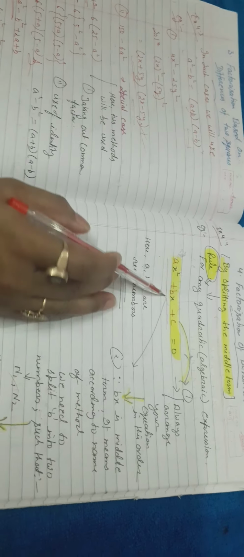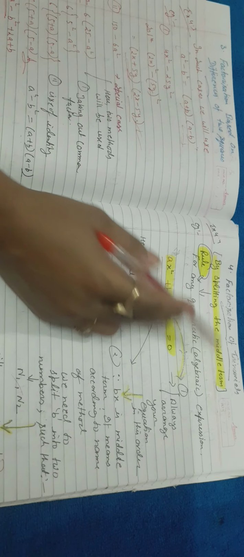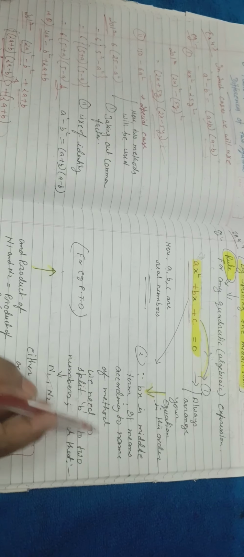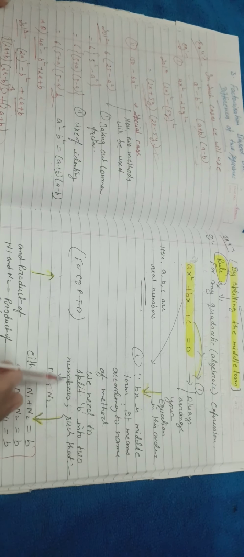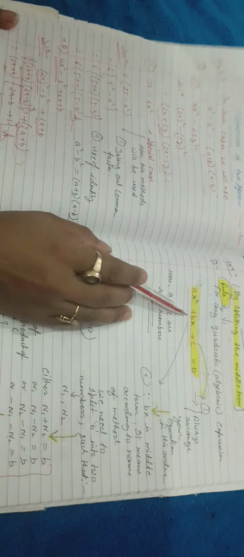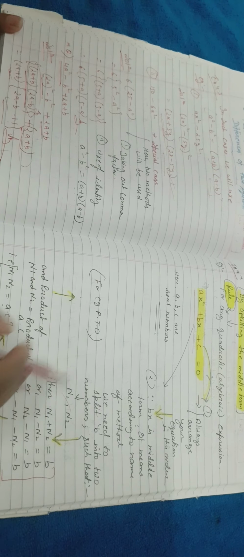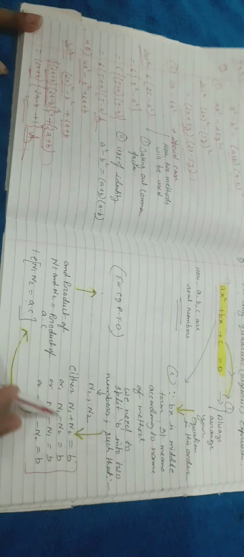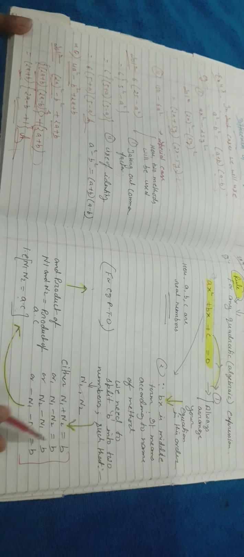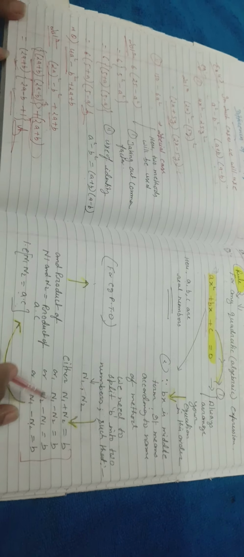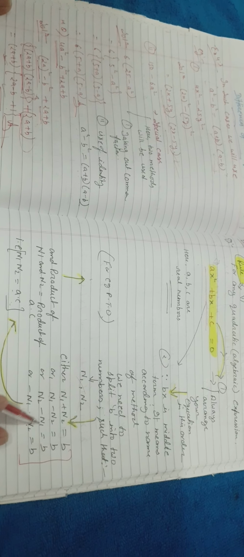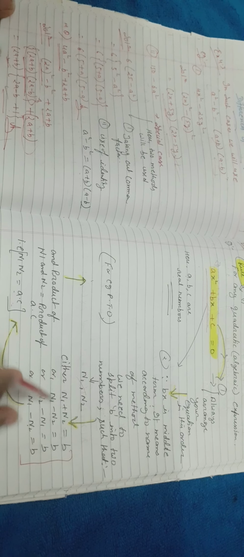Second, bx, because the name of the method is middle term splitting method, so bx is the middle term. It means according to the name of the method we need to split b into two numbers, n1 and n2, in such a way that if you add both the numbers, with plus plus sign or minus minus sign, that must be equal to b. Or if you subtract both of them, either n1 minus n2 or n2 minus n1, that must be equal to b, meaning any of these cases must be valid here.